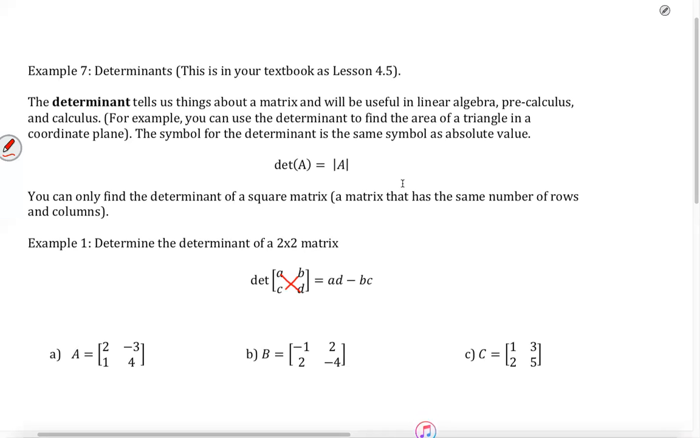But please don't ask me to do it for a 3 by 3. That's about a 10-minute process for me. I'm not kidding you. It takes a long time to do it. So what we are going to do is utilize our calculators to do determinants.